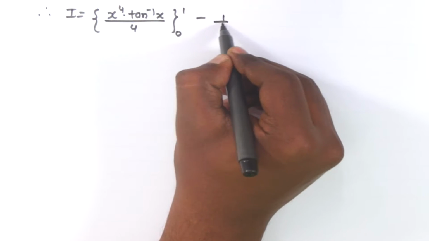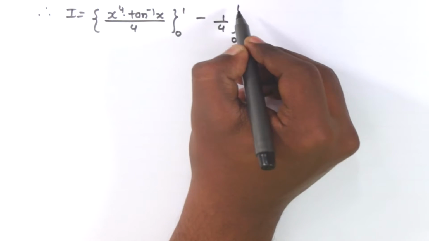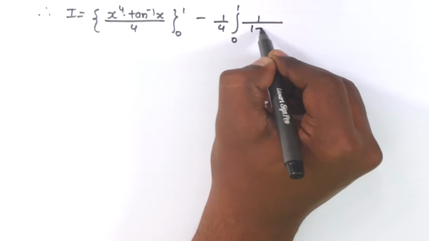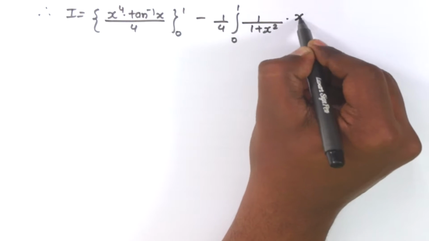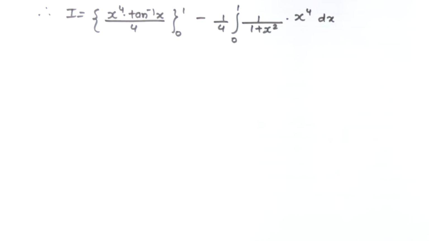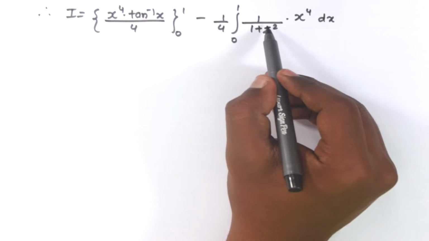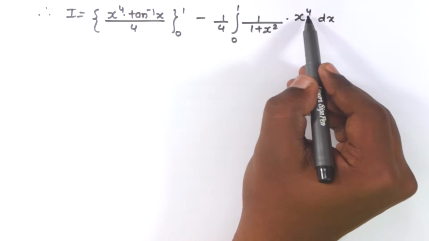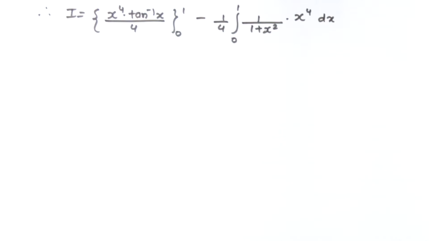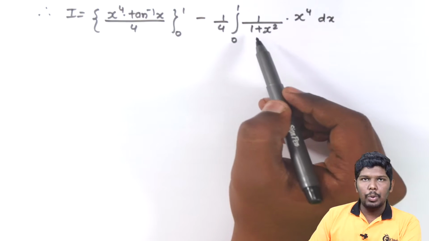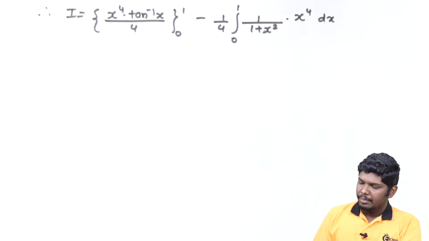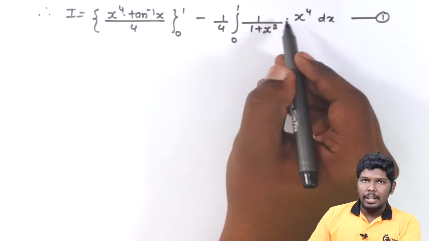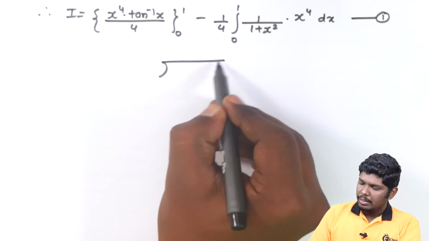minus integral 0 to 1, we have 1 upon 1 plus x square into x raised to 4 dx. As you can see in the second integral, we have x raised to 4 in the numerator whose power is bigger as compared to the denominator. Therefore, we must divide these two functions. Considering this as equation number 1, let us start dividing these two functions.